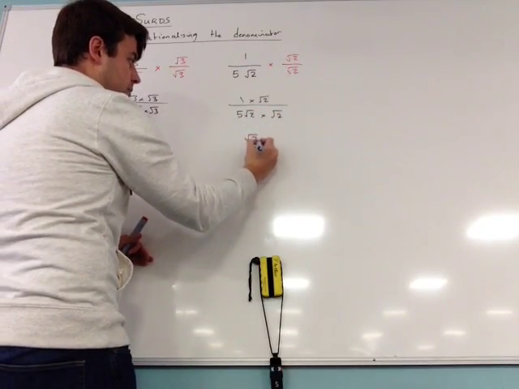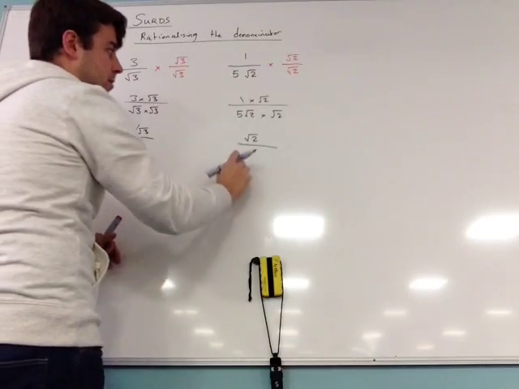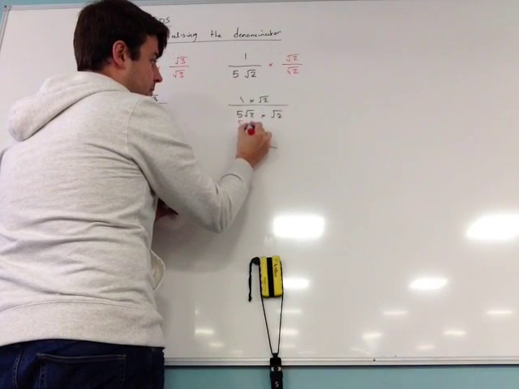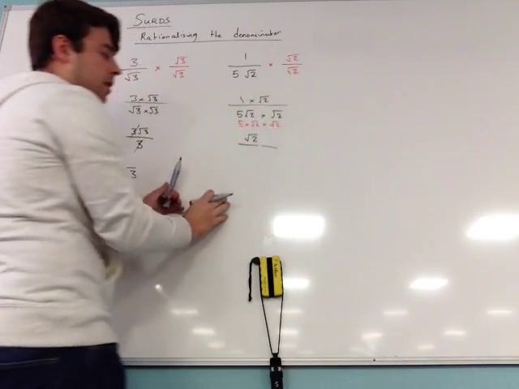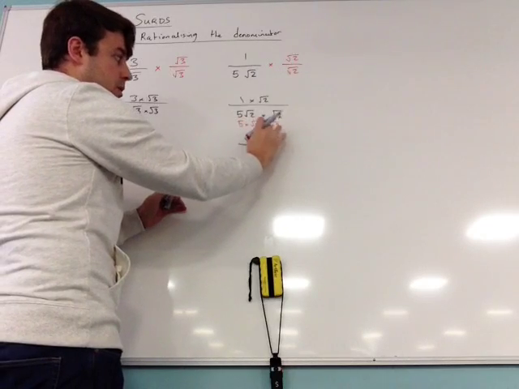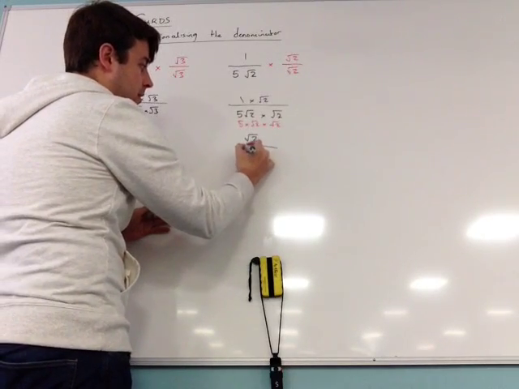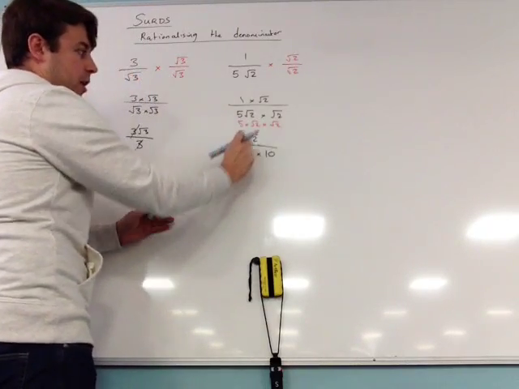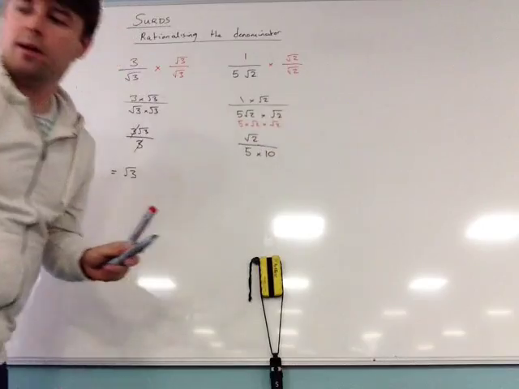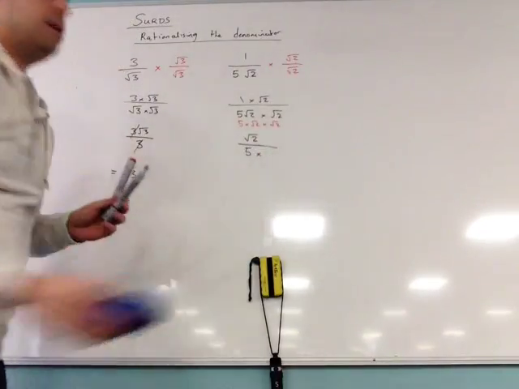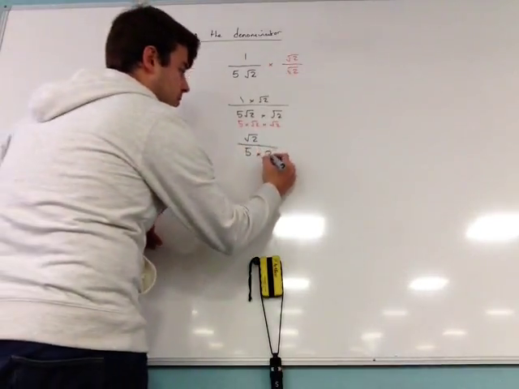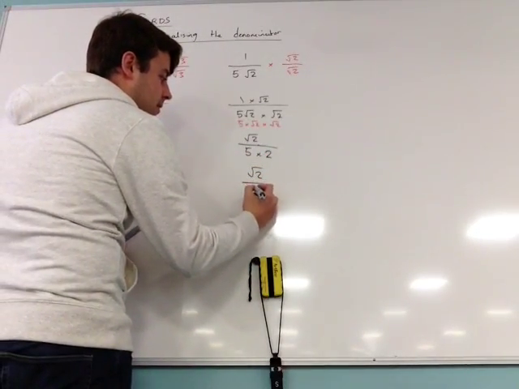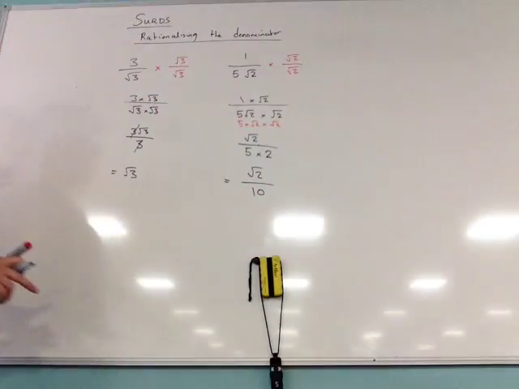Tidy this up. Well, I've just got root 2 on the top. And on the bottom, if I was to write this as 5 times root 2 times root 2, you can see clearly that becomes 5 times 2, which is 10. So I'll write it in 2 steps so you can see where I've come from. The 5 hasn't changed. Root 2 times root 2 gives me 2, which then I can write as root 2 over 10. There.